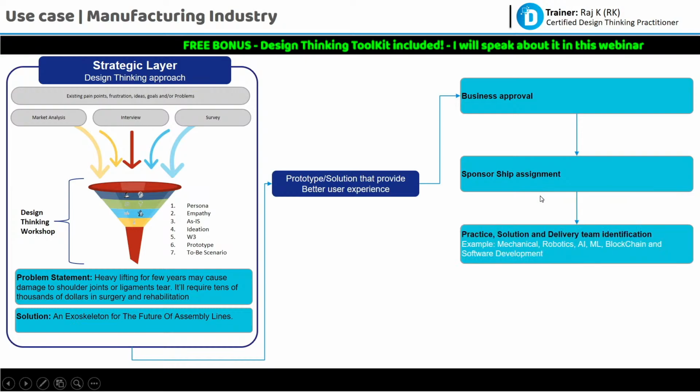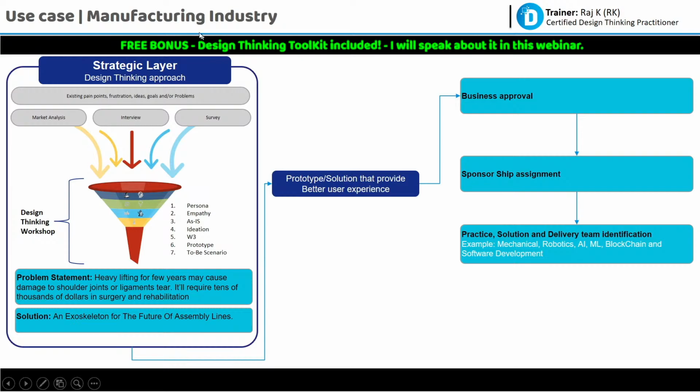Once the sponsor assignment has been done, the sponsor will activate the people in this industry. They will find out which practice, which solution, and which delivery team has to be identified so that they become part of this project. So it could be a practice in manufacturing. I don't know what the structure in the manufacturing industry could be, but they might have some practice, maybe the workers who are working there, right? They may have some people over there, some solutioning, or they may have to even get another vendor from the market to whom they can give this project so that they can do it for them.